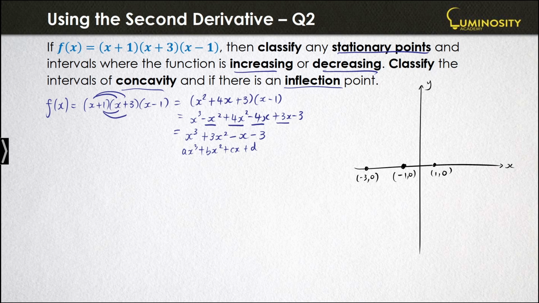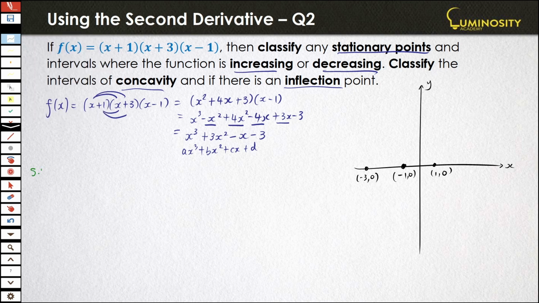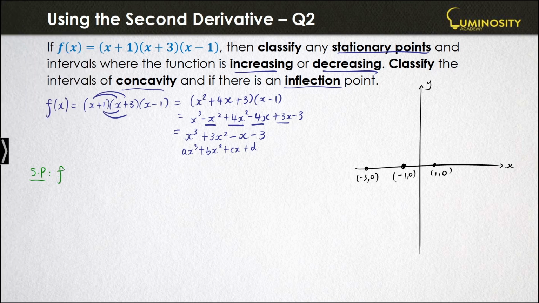So let's go ahead and find stationary points first. Okay, so for stationary points, set your first derivative equal to 0. Let's use the power rule on this cubic function and then the sum and difference laws for derivatives. So that becomes 3x squared plus 6x minus 1 equals 0. Okay, so I'm going to go ahead and use the quadratic formula to find the values that satisfy that. So my a here is 3, my b is 6, and my c is negative 1.